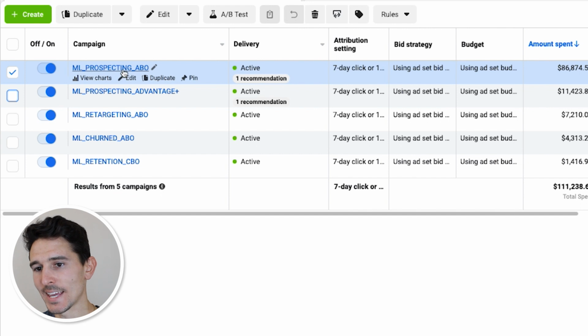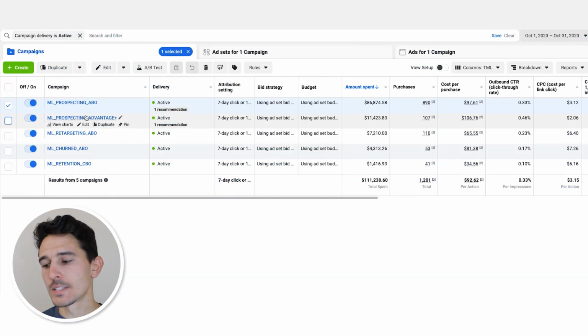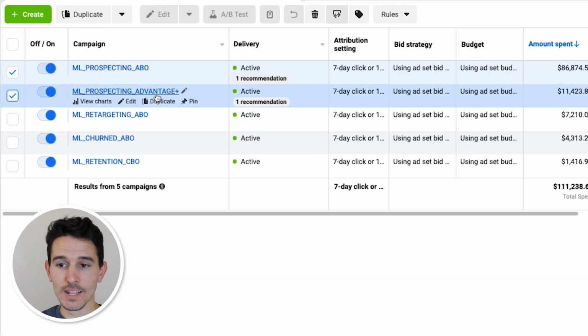First things first, within this prospecting ABO campaign, this is our interest-based campaign. This is where we have dozens, and I mean literally dozens of different interest groups. This could be anything from demographics to age to just a random interest. If you're selling nail products, this could be nail care. Really, really simple.